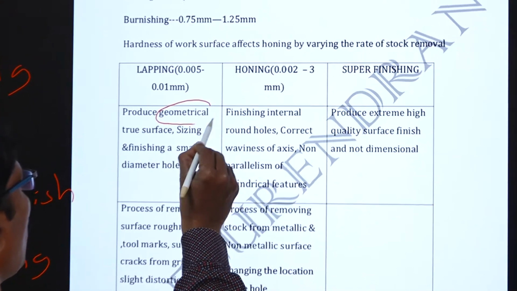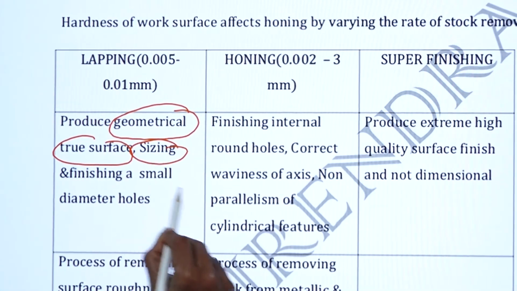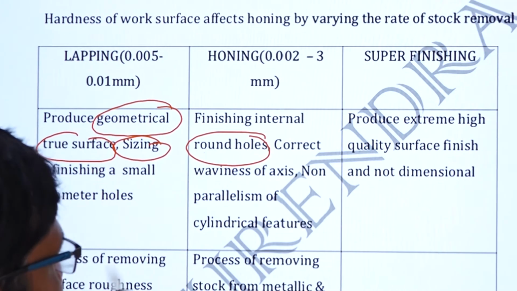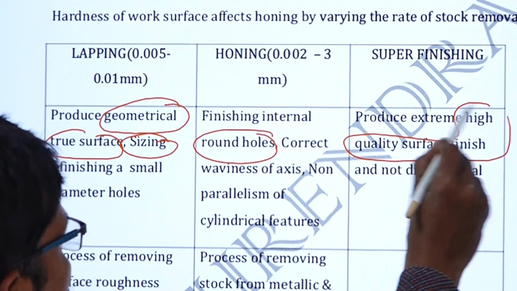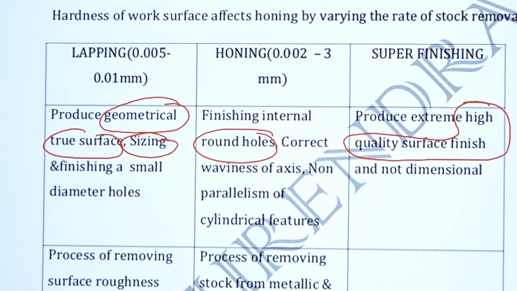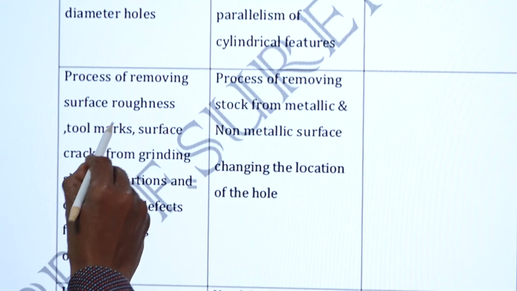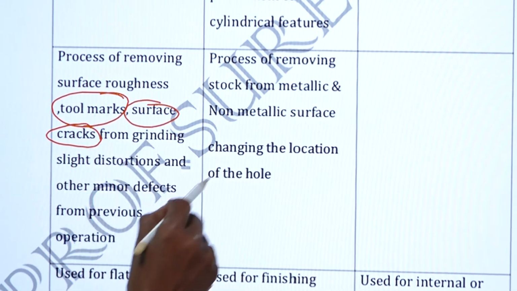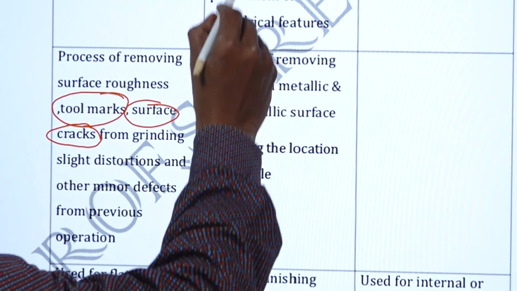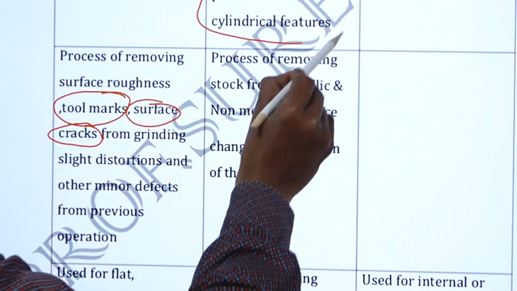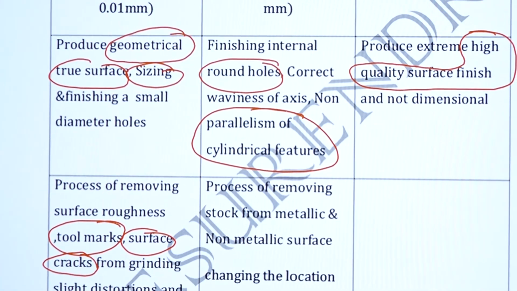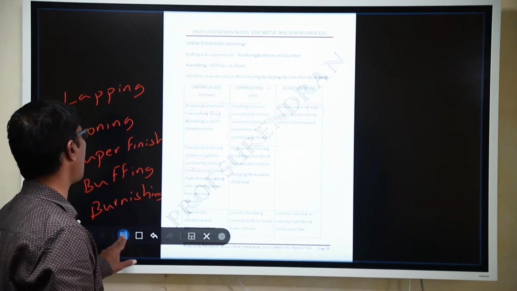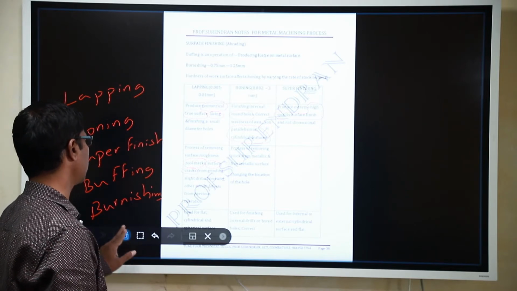Here in lapping, a geometrically true surface and sizing are produced. In honing, waviness of the axis is corrected and internal round holes can be produced. In super finishing, a high quality surface finish is obtained. Tool marks and surface cracks can be removed, and the parallelism of cylindrical features can be achieved, non-parallelism removed. These are the features to remember for lapping, honing, super finishing, buffing and burnishing.